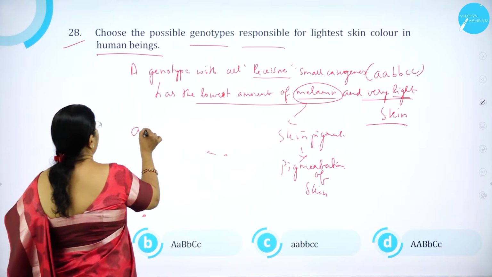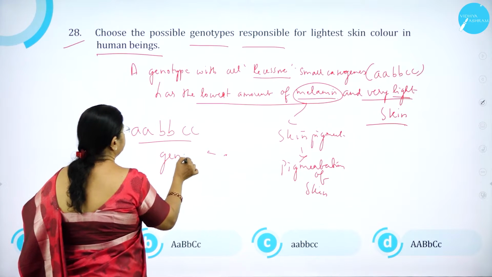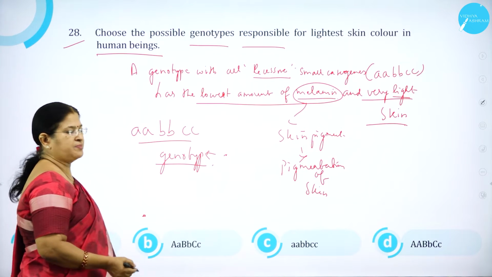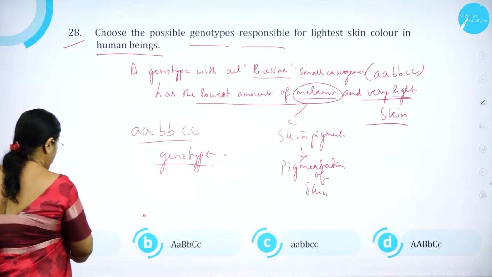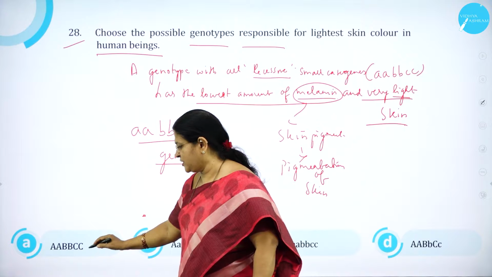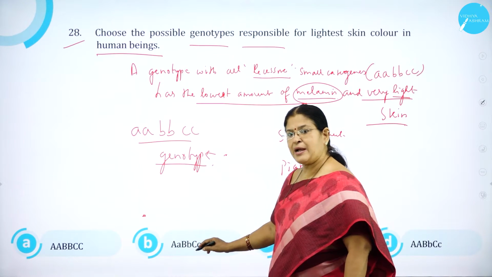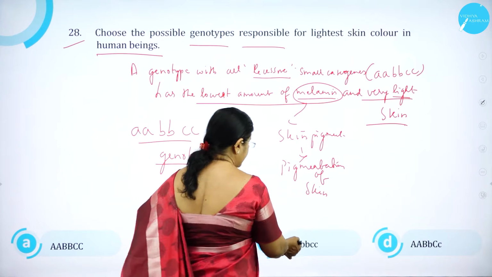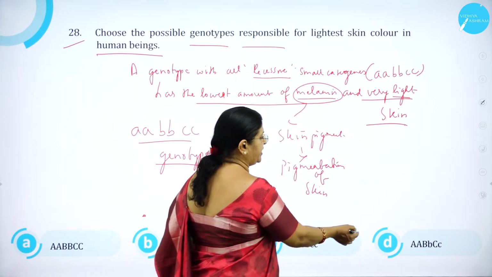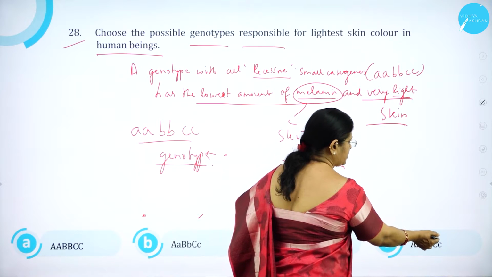So AABBCC is the genotype, all those are recessive. So first option is what? Capital A, capital B, small c. Capital A, capital B, small b, capital C, small c. Here it is small a, small b, small b, small c. D, capital A, capital B, small b, capital C, small c.